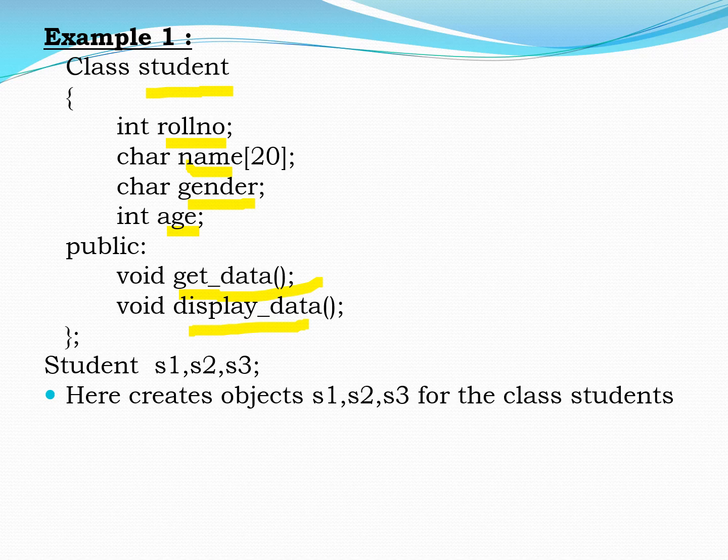Already we have seen the general syntax that after creating a class, we are going to create an object in the main program. Here in this example, we have not started with the main program. For example, we have created objects where student is the class name followed by S1, S2, and S3, the objects created from the class student. This is how you create objects of a class. We'll see the complete example in the next slide with a complete program.